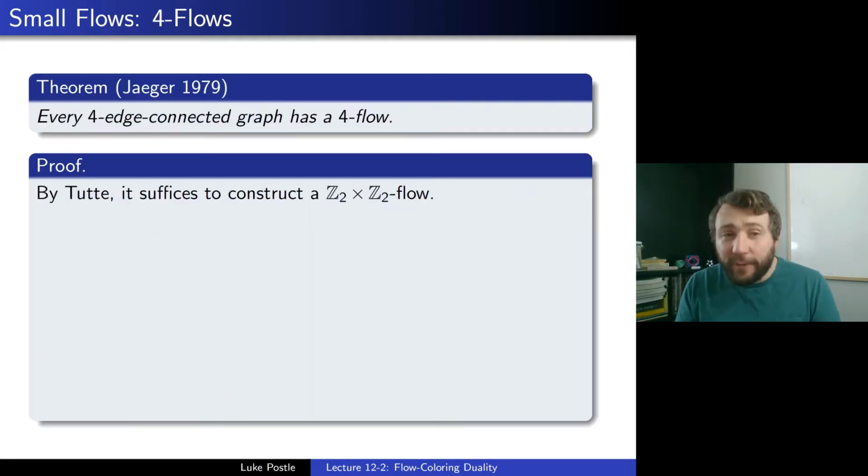So we'll talk about 4 flows. There's a nice theorem of Jaeger from 79 that says that every 4-edge connected graph has a 4 flow. And again, really by Tutte, it suffices to construct a Z2 cross Z2 flow. So this is the really nice part, and it shows up a lot in these theorems: instead of proving a 4 flow or 3 flow exists, we look to these group flows. So that's really the power of Tutte's theorems from before. So we now know it suffices to construct a Z4 flow, but really by Tutte again, it's a Z2 cross Z2 flow because it doesn't matter what group we use, and it'll be nice.